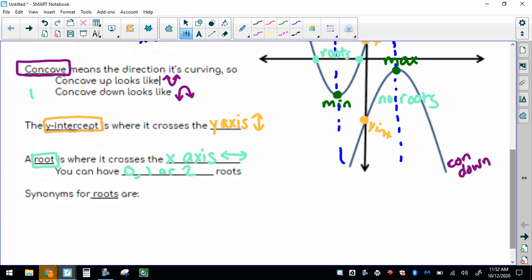All right, roots are so important that we have a couple synonyms for them. Sometimes they are called the x-intercepts, which makes sense because it's the place where it hits the x-axis. Sometimes we call them solutions, and sometimes we call them zeros. So they all mean exactly the same thing. You just have to know which one it is.